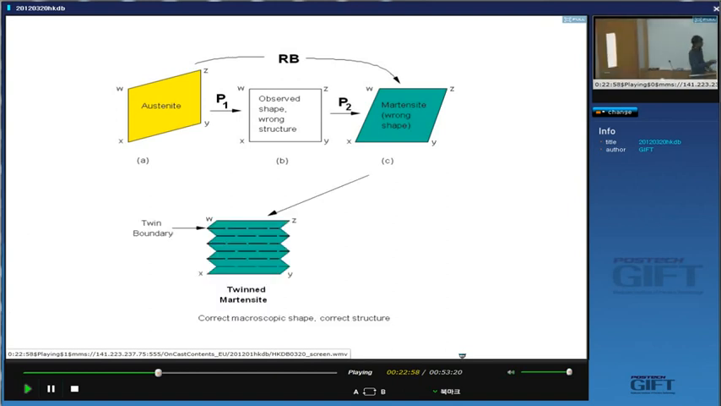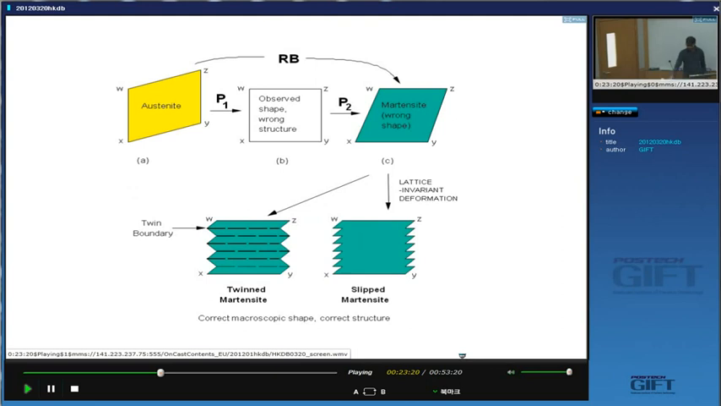Here is twinning. So I periodically twin this crystal, and you can see the macroscopic shape now is correct, and the crystal structure is also correct because twinning does not change the crystal structure. It just puts it in a different orientation. And inside this martensite, we should expect to see twin interfaces. And the second mechanism is slip. If I periodically slip this crystal, I can change its macroscopic shape into this without altering the crystal structure. Okay? And in this case, I do not get any interfaces inside the martensite, but I will see slip steps.